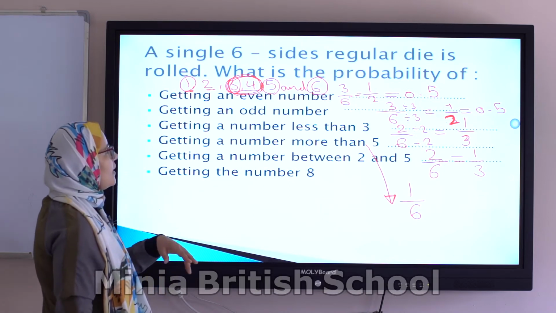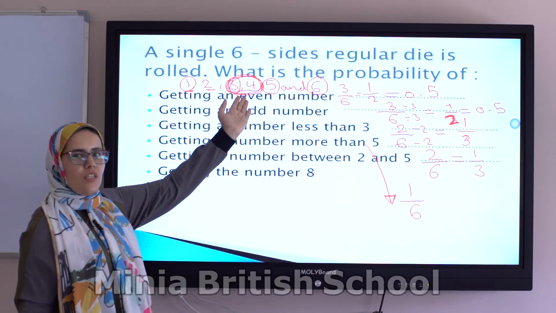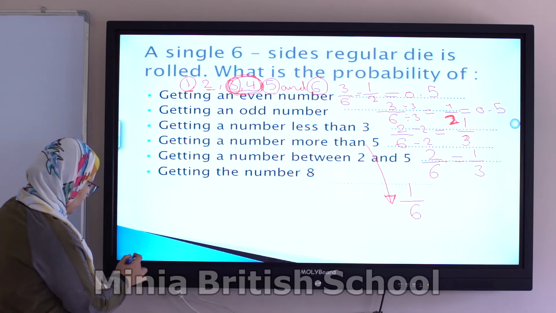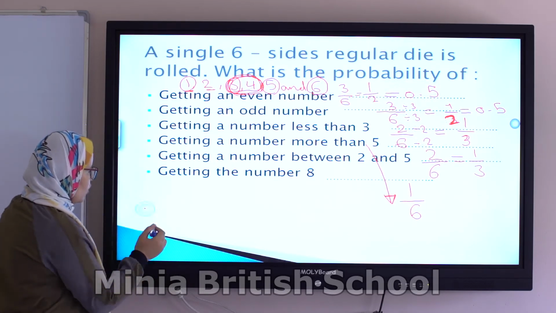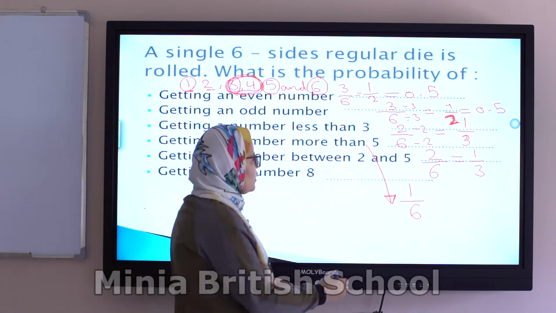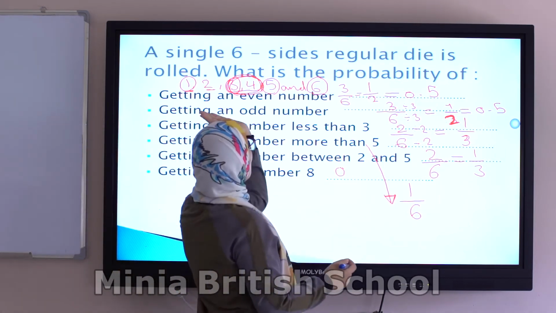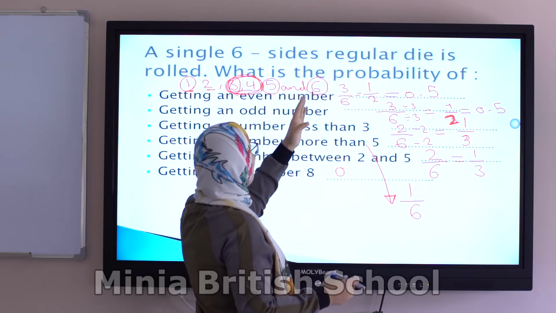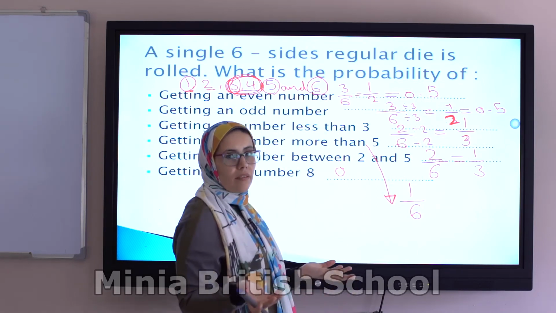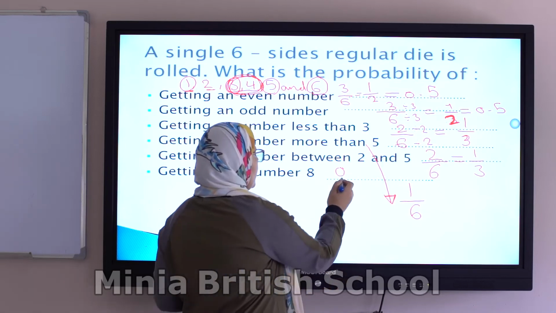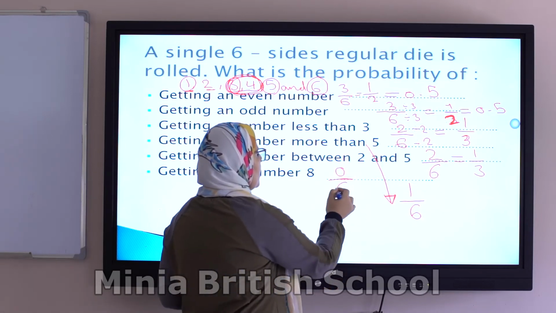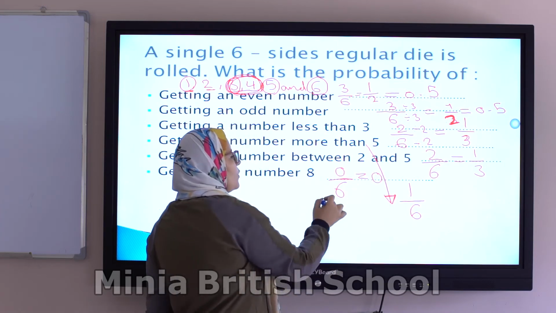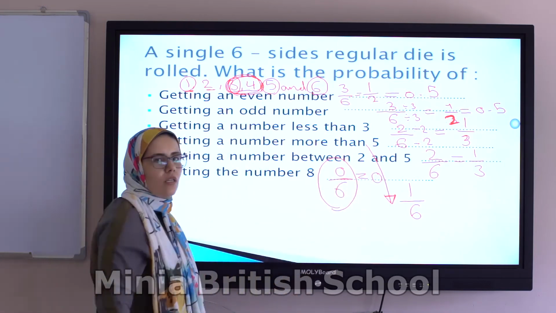Getting number 8. Do we have 8 here? No, we don't have 8 here. So the probability of 8 will be 0. There is no 8 here. We have only 1, 2, 3, 4, 5, and 6. So it will be 0 over 6, which equals 0.